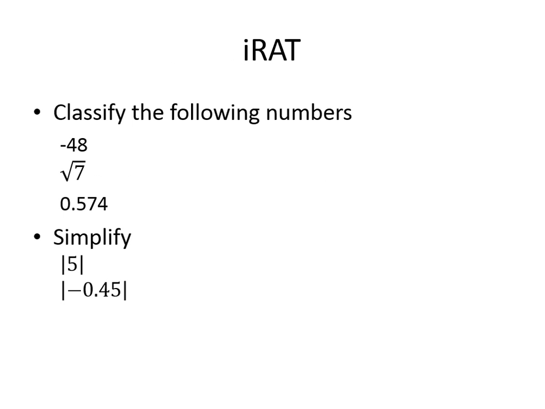Okay, your IRAT. What you're going to do for your IRAT is answer each of these. Classify the following numbers: negative 48, root 7, 0.574. If they fall into multiple categories, make sure you write all the categories that each of them fall into. And the second one, simplify. Simplify the absolute value of 5 and simplify negative 0.45. So simplify these, bring these into class, be ready, and we'll be able to move on in class.